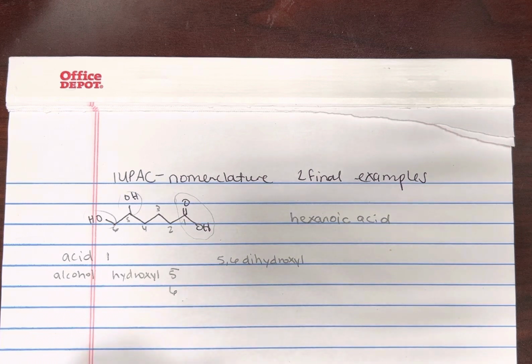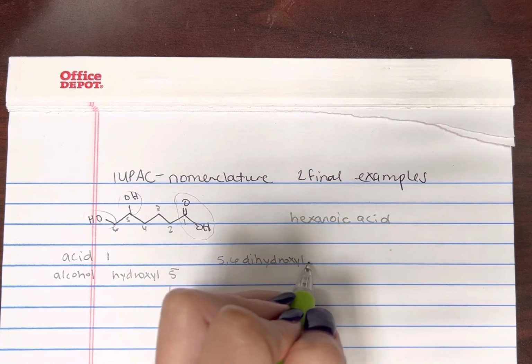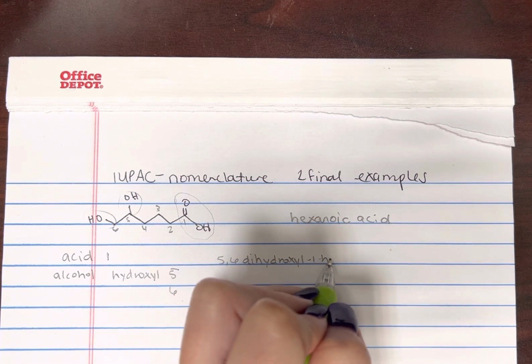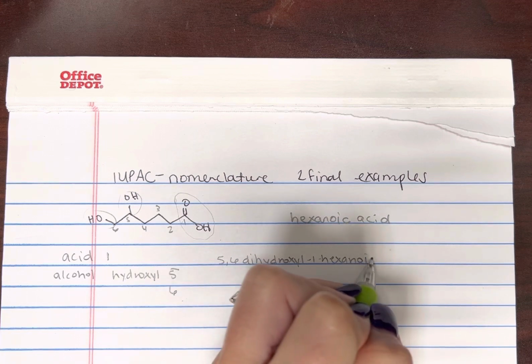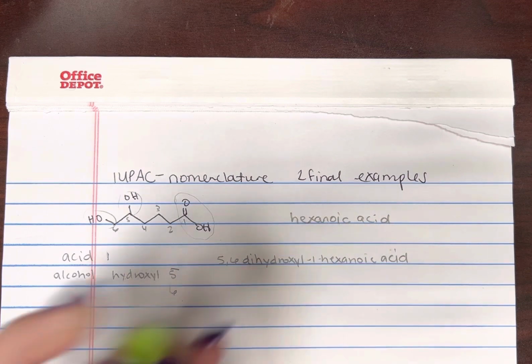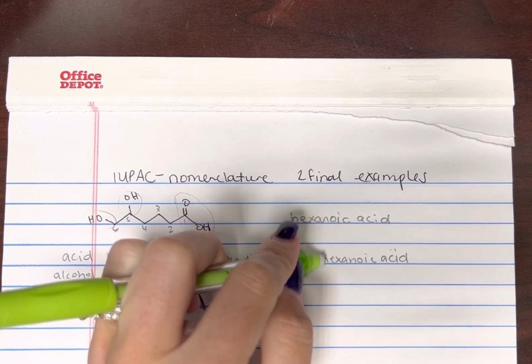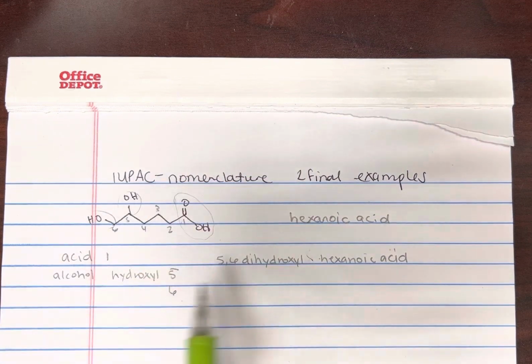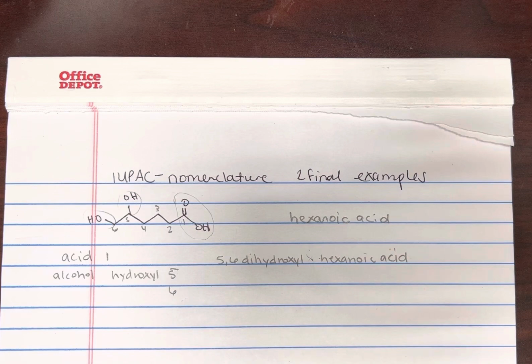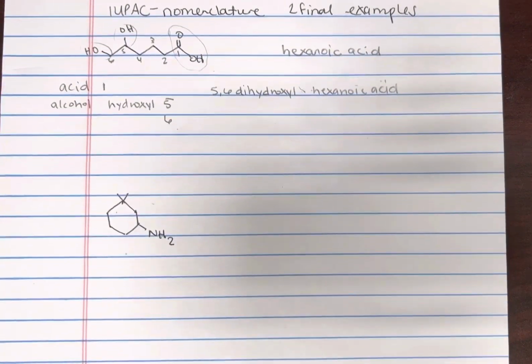dihydroxyl. And if you like, you can put 1 hexanoic acid. You will most commonly see it without the 1. You will usually just see it as 5,6 dihydroxyl hexanoic acid. Ooh, that's a mouthful, right? Let's do another one.